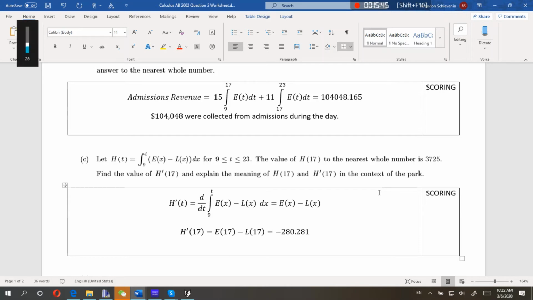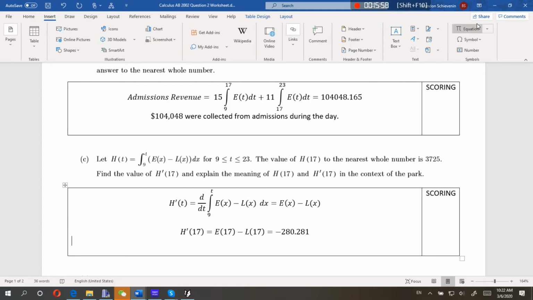People in the park. Okay, amusement park, you're right. So h at 17 is the number of people in the park right now. At what time? 5 p.m. Perfect. H of 17 is the number of people total in the park at 5 p.m.